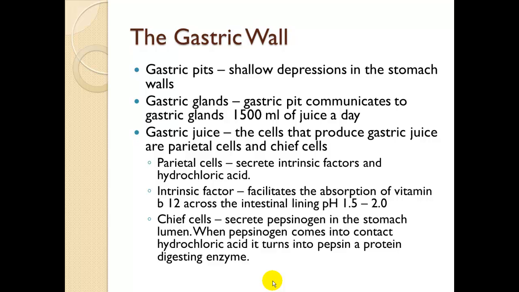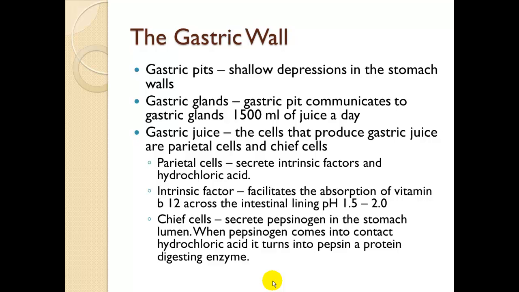The gastric walls: gastric pits are shallow depressions in the stomach walls. Gastric pits communicate to gastric glands, and these secrete about 1,500 milliliters of gastric juices a day. The cells that produce gastric juice are parietal and chief cells. Parietal cells secrete intrinsic factor and hydrochloric acid.